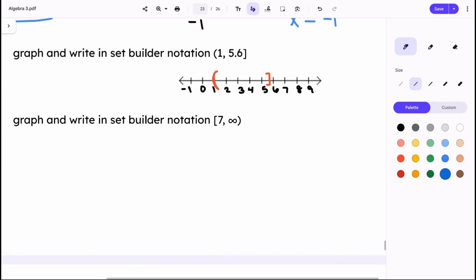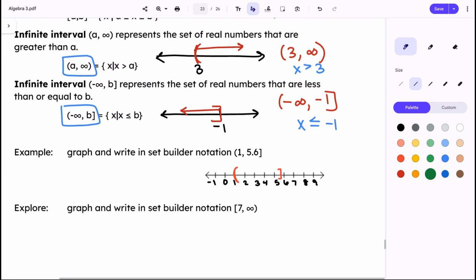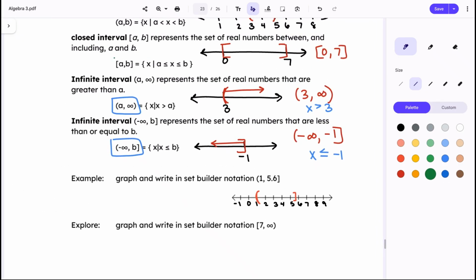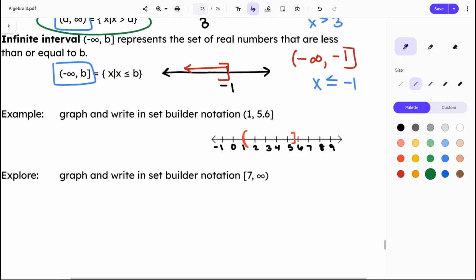They also talk about set builder notation. So you'll have seen up here on all these examples, they showed you this is the set builder notation that they were talking about. So let's just write that out for our answer here.